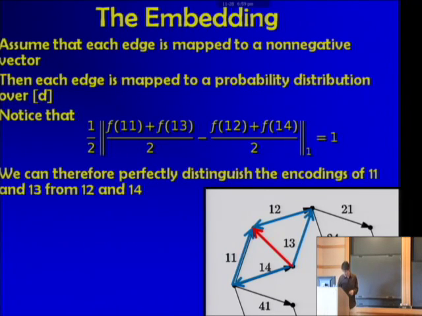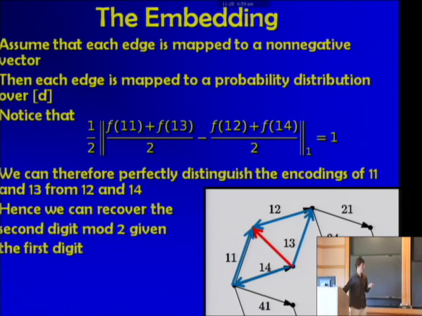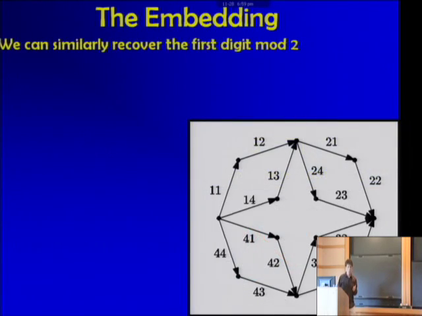So what we've seen here so far is that if there's no distortion, we can recover the second digit mod 2 given the first digit. Let's also see what happens with the first digit. We can similarly recover the first digit mod 2. And for this, we just use other edges.